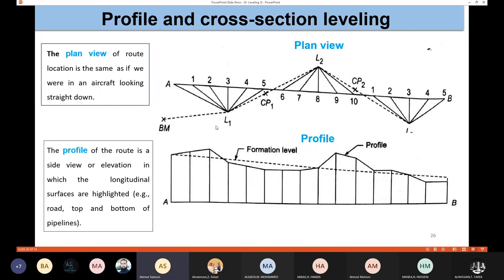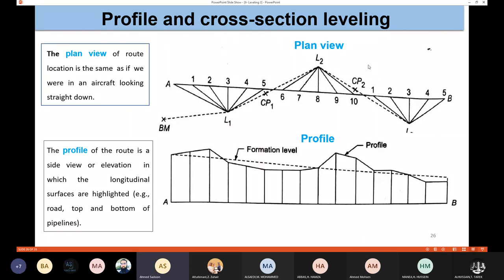Then I'm going to change the instrument again, because in this place I cannot see beyond that. Maybe I have a mountain here, so I need to relocate the device. So I have position 2. In position 2, this one is going to be like my new benchmark, and I'm going to take backsight, intermediate sight, and finally foresight. Then I'm going to relocate the device again in this location and start this process again.